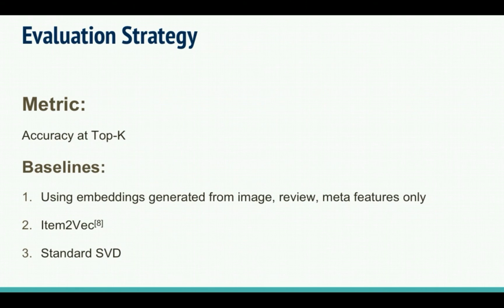The baselines that we plan to be comparing against are the following. The first one is our own constructed baseline, which basically uses embeddings generated exclusively from image, reviews, or meta features only, without combining all three of them together. The second baseline that we plan to be comparing against is a recent item2vec paper that learns embeddings based on co-occurrence without any product content based information. And the third is a standard SVD style embedding methodology.